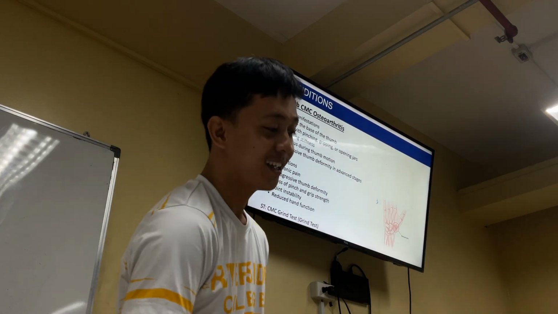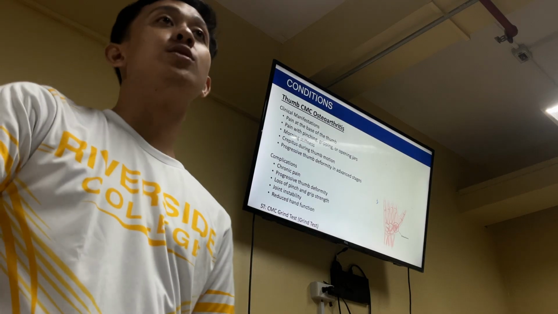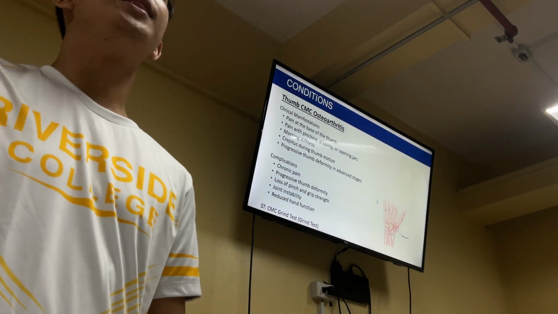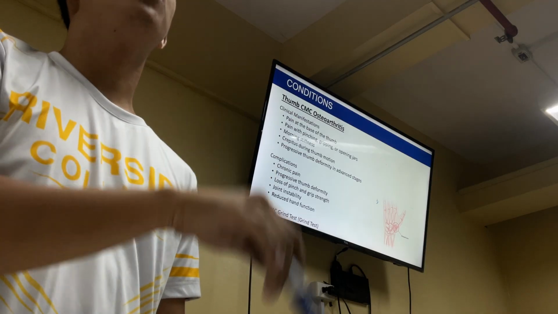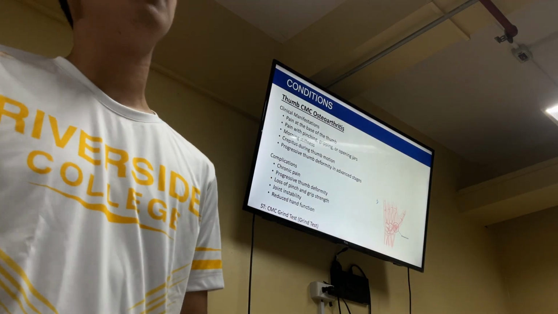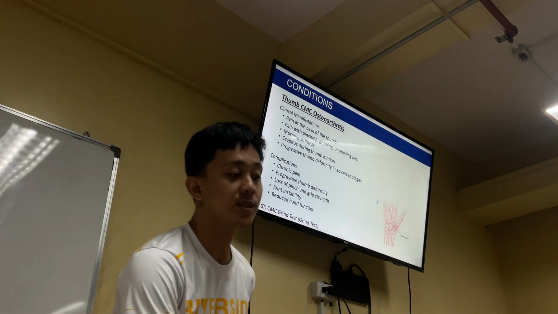So that is related to osteoarthritis, while swan neck and boutonniere are usually seen in rheumatoid arthritis. The other deformities can be seen in both. It depends on the conditions or the complications of that specific condition.